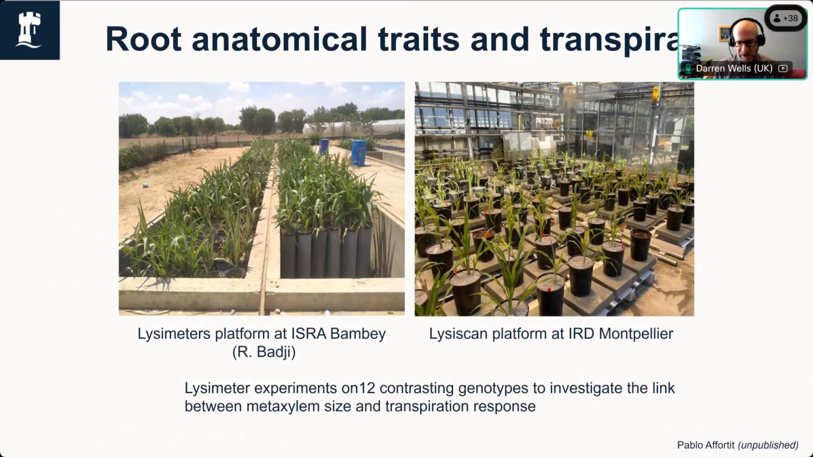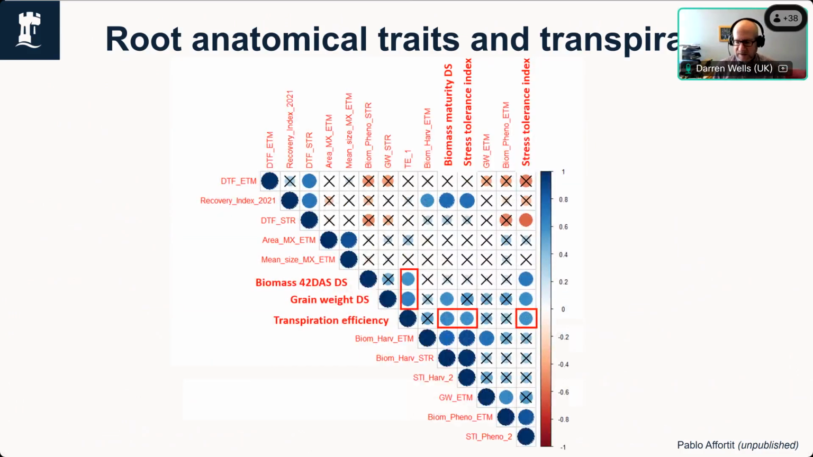So we took 12 contrasting genotypes from the study, contrasting for metaxylem size and for the ones that seem to have this recovery. And then we started to look at the link between metaxylem size and transpiration. The idea being that by controlling transpiration rates, you can either take water up longer or not lose it when you have to. And looking at the first set of data that came out from this experiment, transpiration efficiency did nicely correlate with stress tolerance and biomass at maturity.